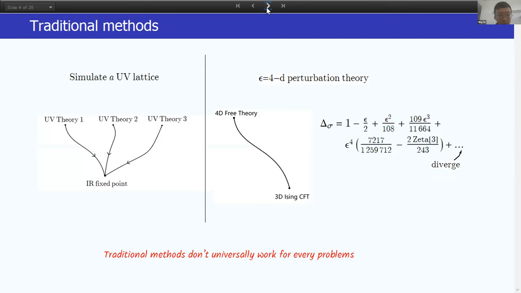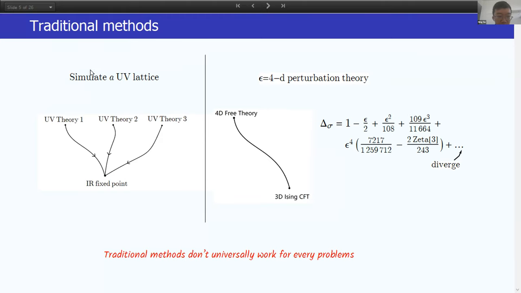How do we study those theories traditionally? It seems to me there are two traditional approaches. One approach is that in the continuum limit, the theory is described by the phi-four Lagrangian, and at four dimensions, it's a free theory. Now we start from the free theory and flow to the 3D interacting Ising CFT. And we expand the quantities in the three-dimensional Ising CFT in terms of a small perturbation parameter, which is four minus the space-time dimension. The problem is that epsilon is one, and if you really write down the expansion, it actually diverges.